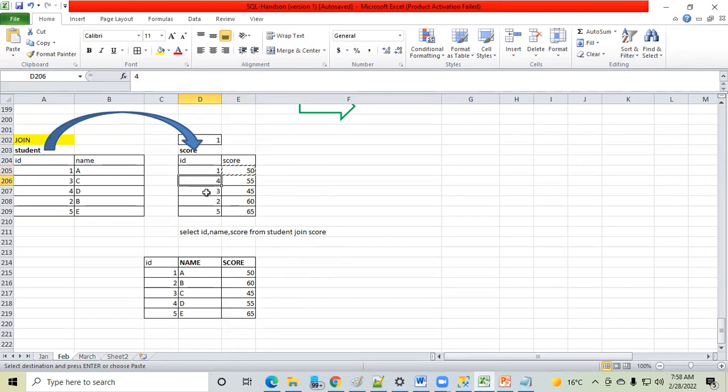No, it will continue searching whether this is equal to ID 1, whether this is equal to ID 1, whether this is equal to ID 1. If there is no other ID 1, it will give you this record. But suppose, assume there is one more ID 1. Then what will happen? It will give you this as well. That ID is 1, name is A, score is 70. So you will get one more record here, ID 1, name is A, his score is 70.